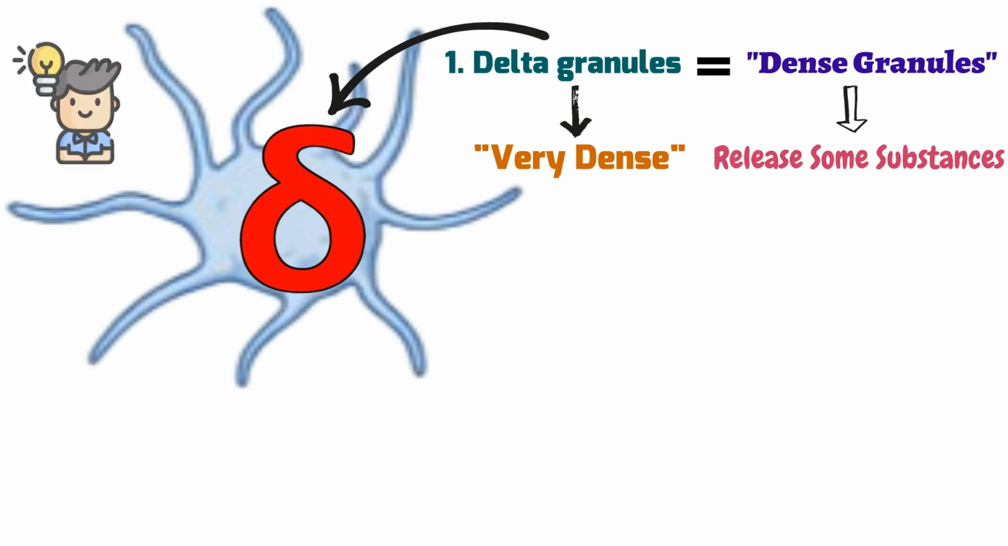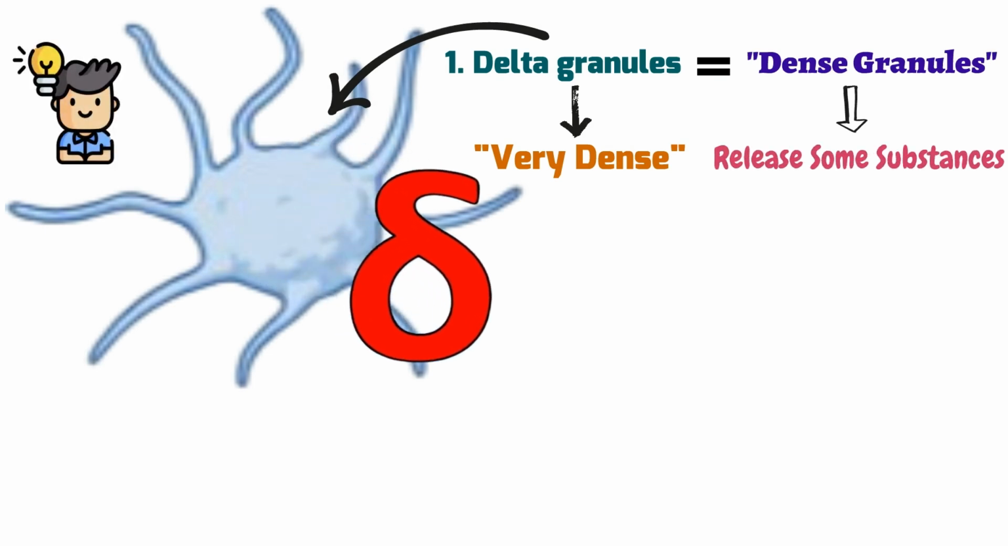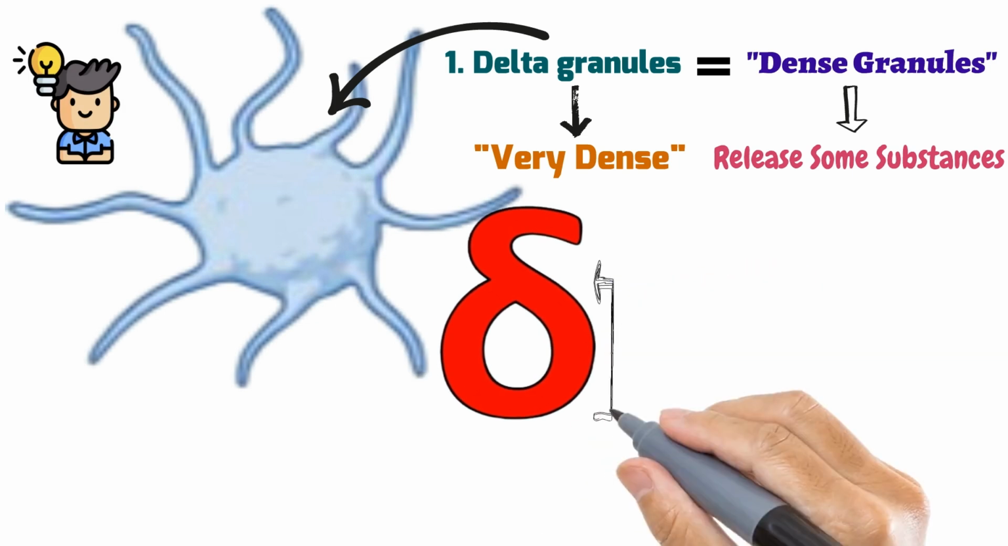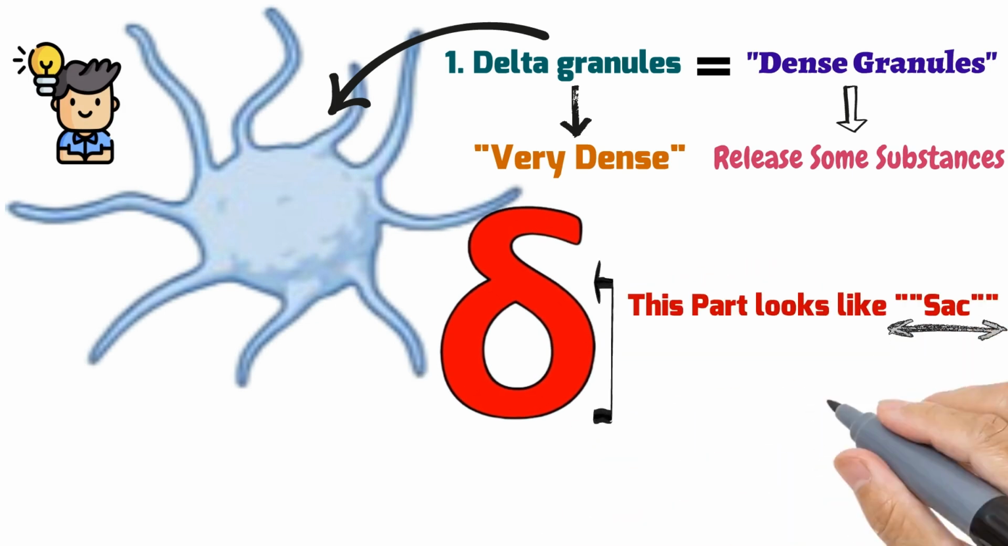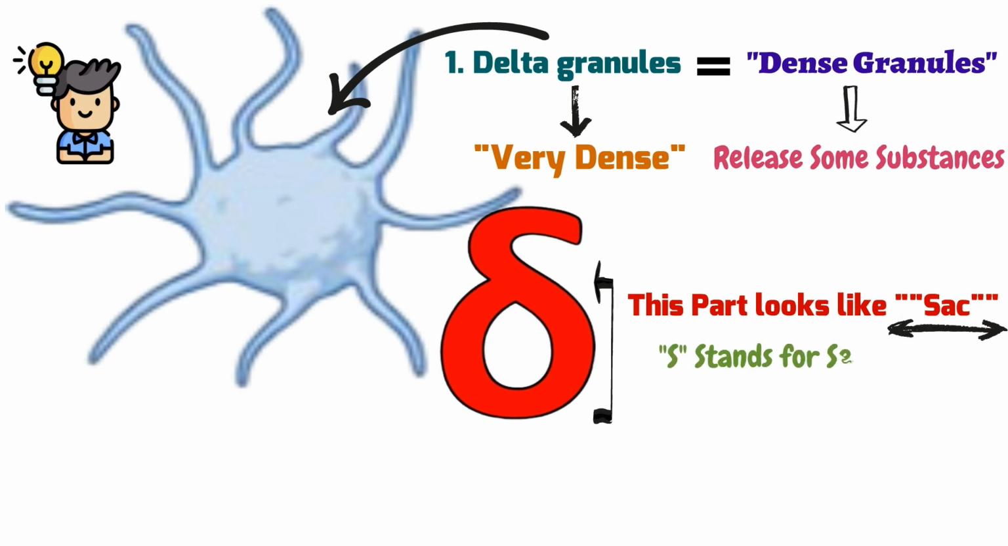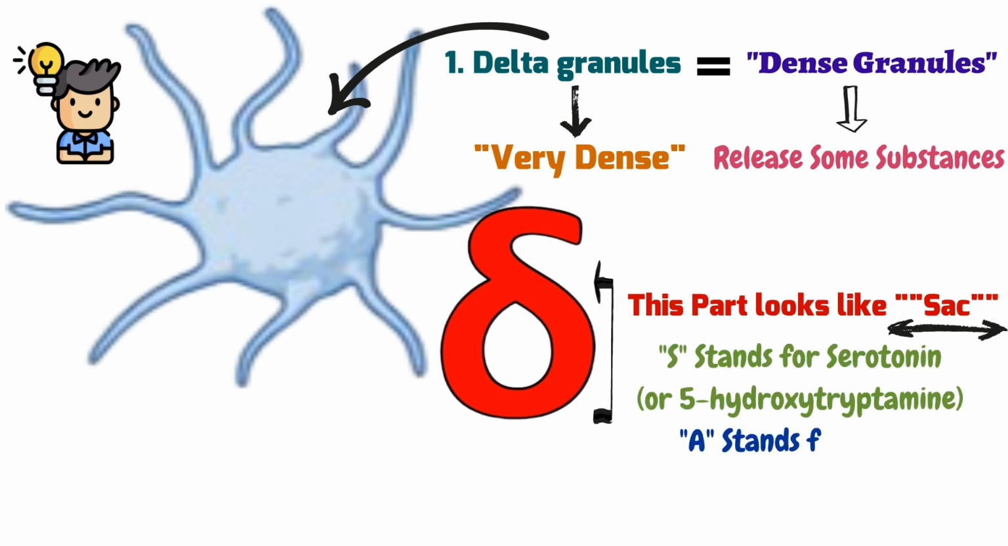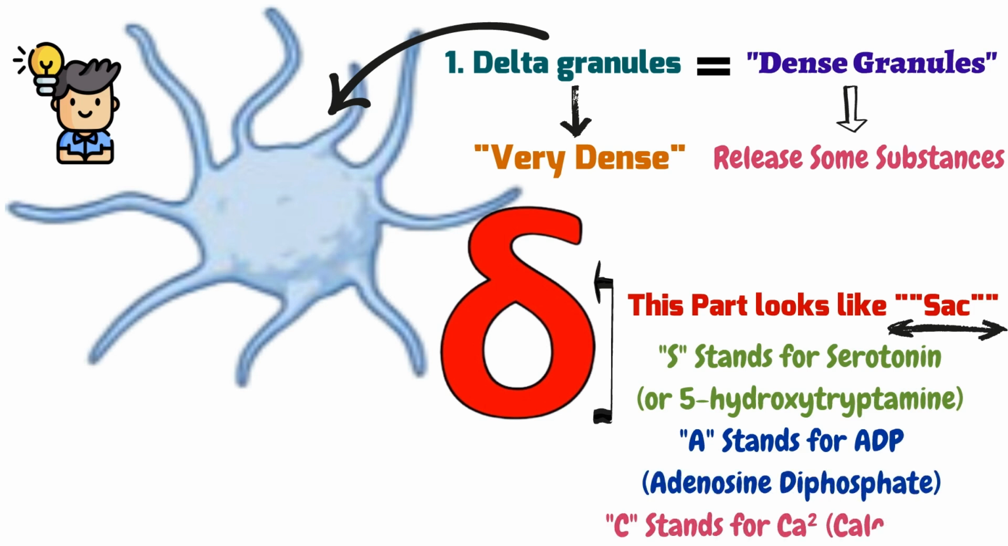To remember which substances, look at the picture that has been shown. Delta granules or dense granules look like a SAC. So remember this word SAC. S stands for serotonin or 5-hydroxytryptamine. A stands for ADP, that is the adenosine diphosphate. C stands for calcium ion.